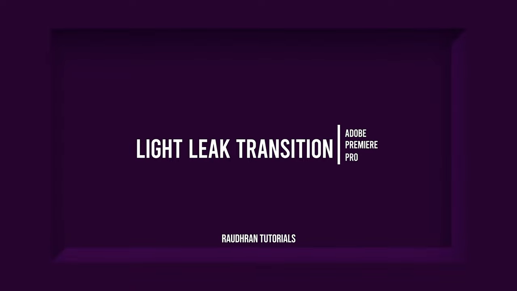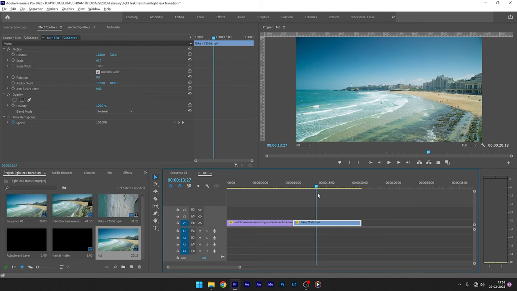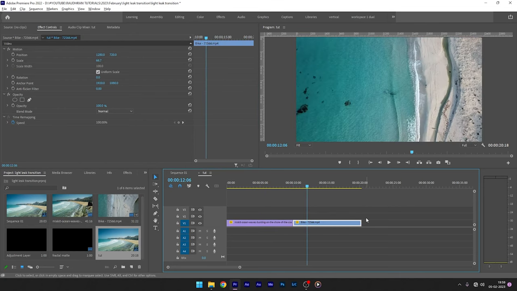Welcome to my channel, and today in this video I am going to show you how to create this light click transition using Adobe Premiere Pro. I have these two clips in my timeline and I am going to place a light click transition in between them.